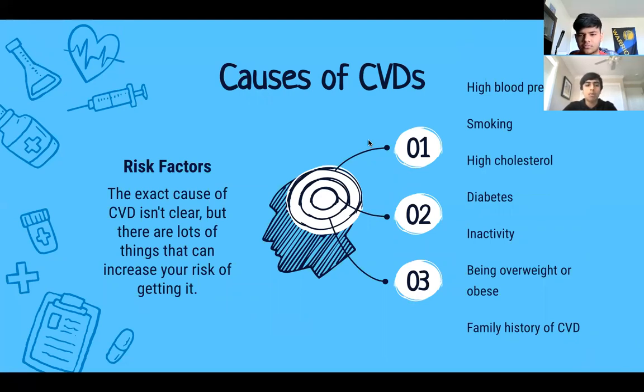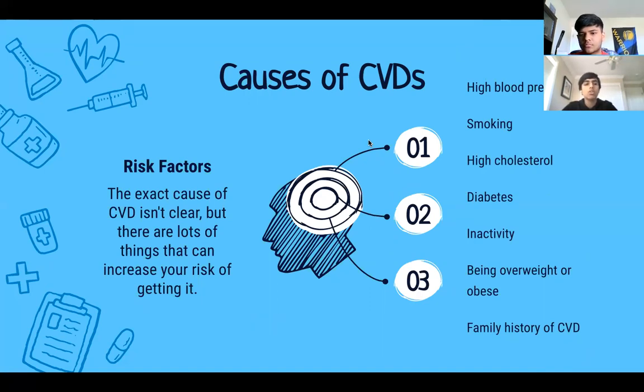The first one is high blood pressure. High blood pressure is one of the most important risk factors for CVDs. If your blood pressure is high, it can damage your blood vessels. Smoking is also another risk. Smoking and tobacco use are significant risk factors for CVDs, and harmful substances inside tobacco can damage your narrow blood vessels and make it a higher chance that you get a CVD.